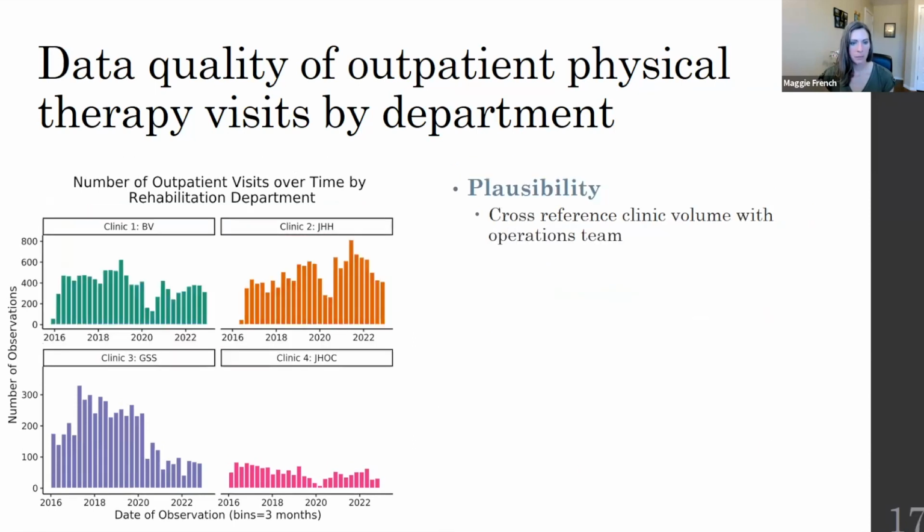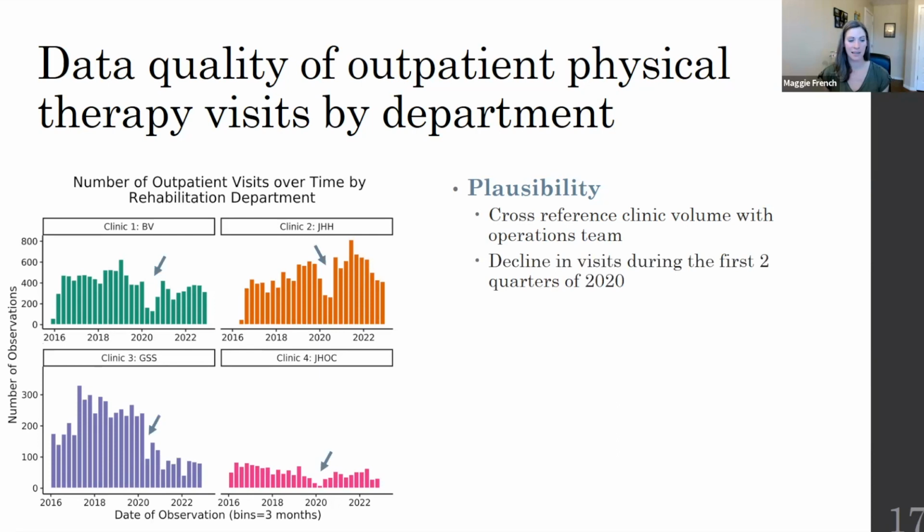Related to plausibility, we can look at the frequency of these events over time. So now we're looking on the x-axis here at time. One way to do this is you can cross-reference with your operations team to see if this makes sense with what they know about their clinic census. And that's a really important thing to do because the operations teams are in the weeds with what's going on within their clinic. The other thing you can do though is you can compare this to external events.